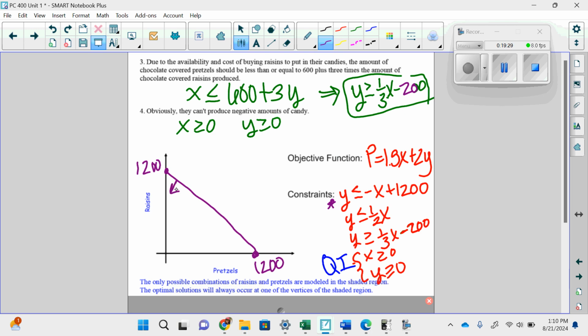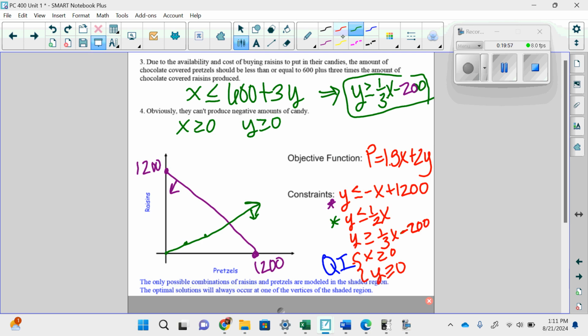Our second function, y is less than or equal to 1/2 x, so our y-intercept is 0, 0, and we're going up 1, right 2. So let's see, up 1, right 2, up 1, right 2, etc. Solid line because or equal to, and again, we'd be shading below.